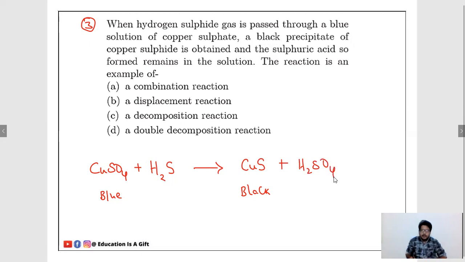Now, what is the type of this reaction? Here, if you observe, from copper sulfate copper and from hydrogen sulfide sulfide, both are mixing together and we are getting here copper sulfide, and from copper sulfate SO4, from H2S H2, both are combining together to form H2SO4. Here we have one displacement, here we have another displacement. So the answer is double displacement, or of course you can go with double decomposition, that is also correct. Here we have only one displacement. The answer is double displacement or double decomposition.